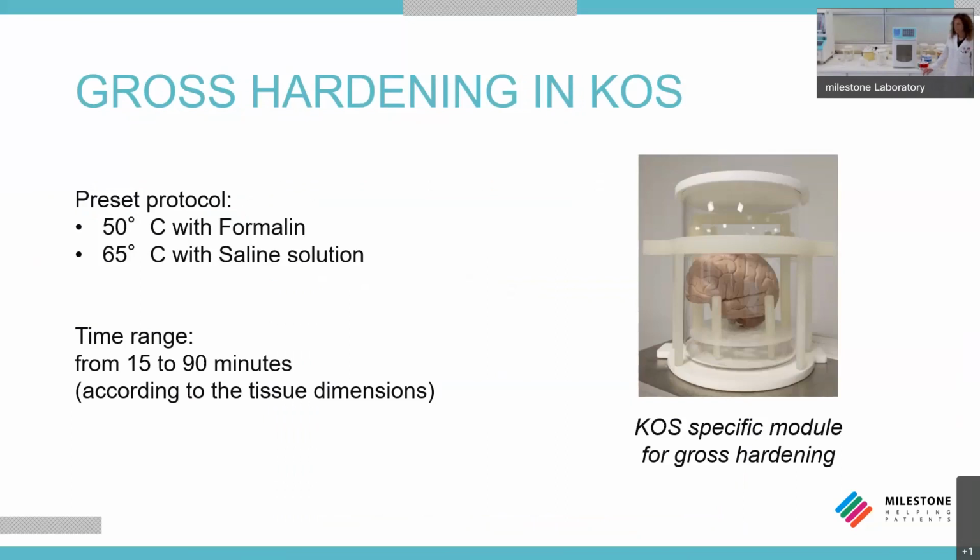How do we do gross hardening in the COS unit? The gross specimen is hardened in the COS equipment through microwave heating and coagulation of the proteins, while the tissue is immersed in saline solution.